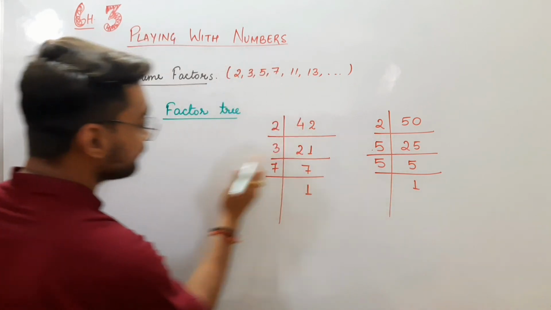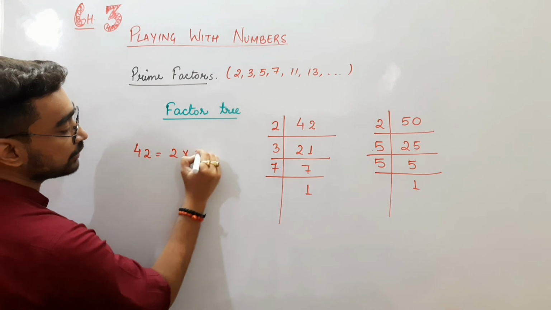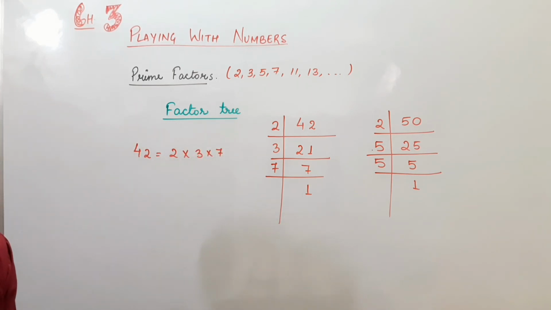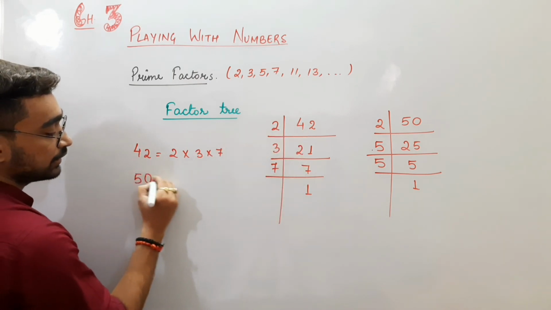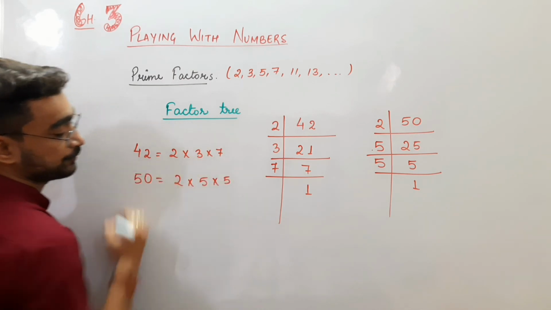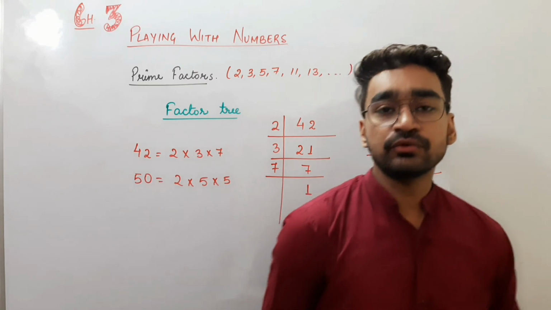So what is the prime factorization of 42? 42 can be written as 2 into 3 into 7. This is called the prime factorization. What is the prime factorization of 50? That is 2 into 5 into 5. Like that. I hope you have understood it.